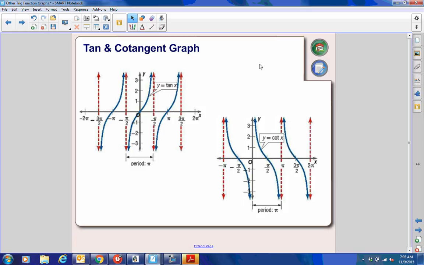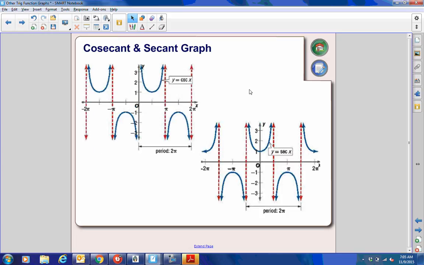Go ahead and pause the video so that you can write the two tangent and cotangent graphs. Okay, if you notice, the tangent graph basically has asymptotes, and in between the asymptotes is the graph, and the cotangent is basically a reflection of the tangent graph.